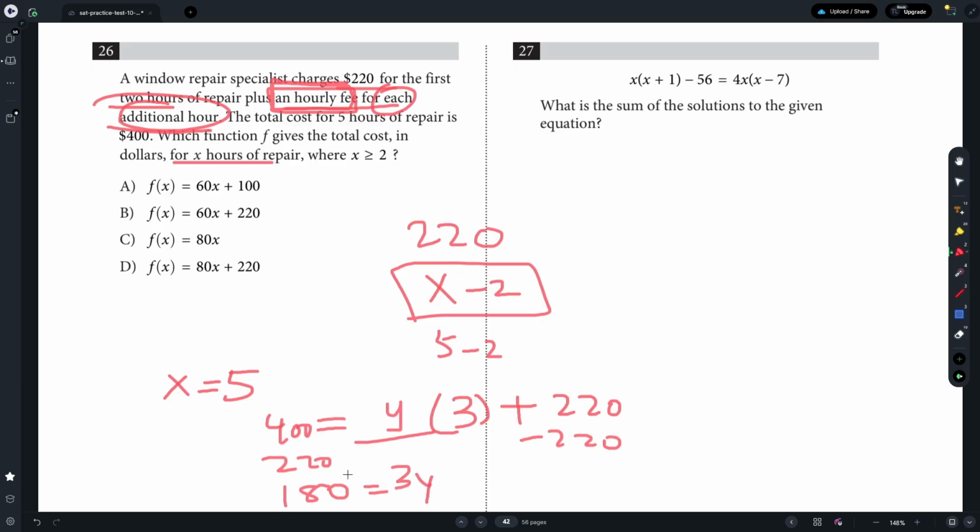That means the hourly fee is y divided by 3. That would get y equals 60. So the hourly fee is 60, right? And don't get confused, right? You can't just look at B and be like, oh, this is the hourly fee, so therefore B is the correct answer. It is not actually B.